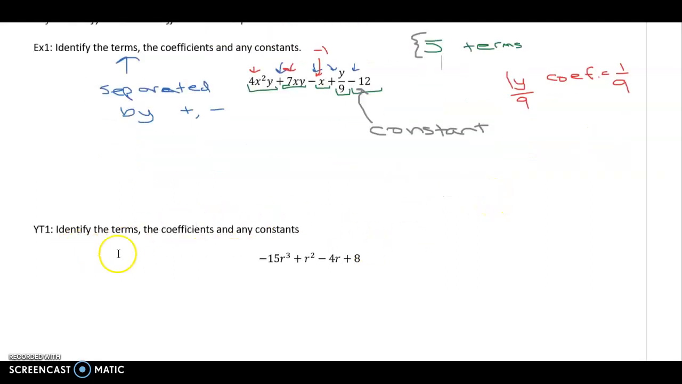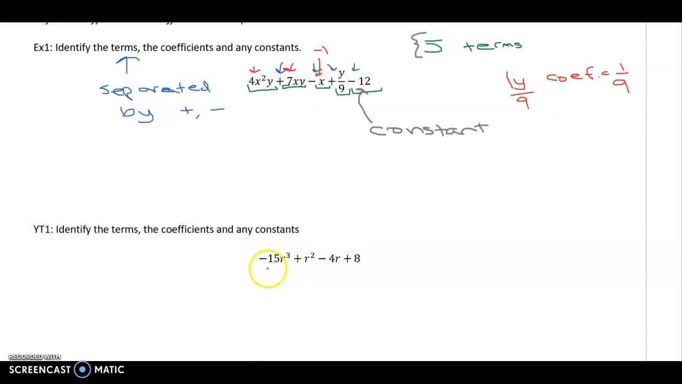Go ahead and try one. At any time you can pause this video and try it on your own and then see if you can get it right. So go ahead and try one and we'll see how you did.